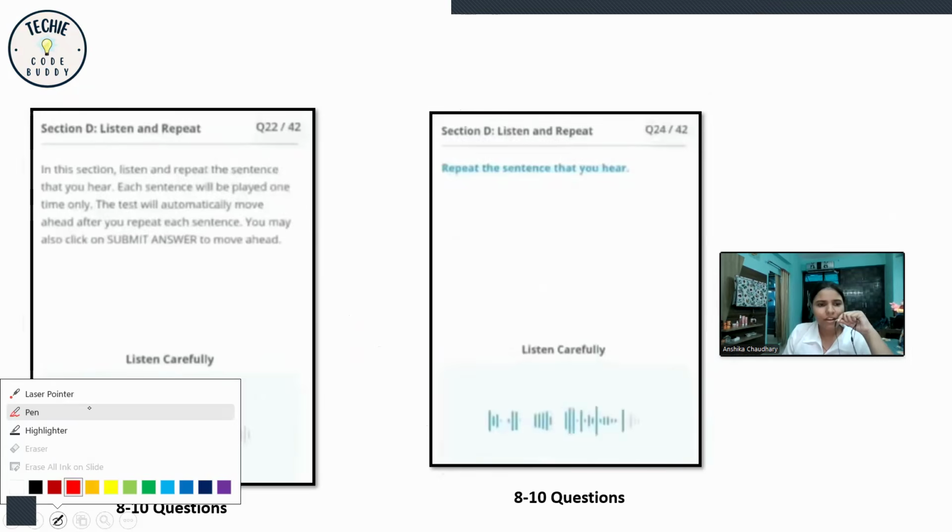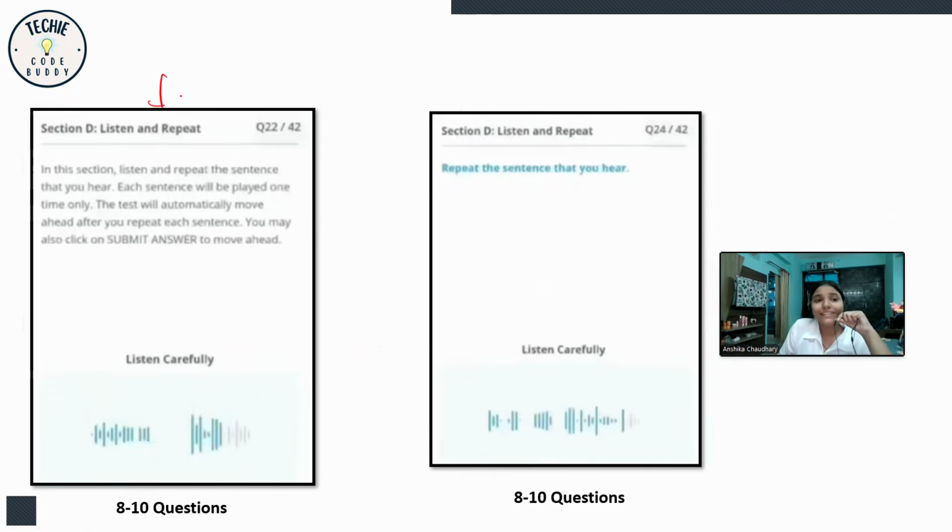The next is section D, that is listen and repeat. Here again, the AI will speak some sentences, some very short story. You need to listen to that story. Now you need to repeat that story, right?